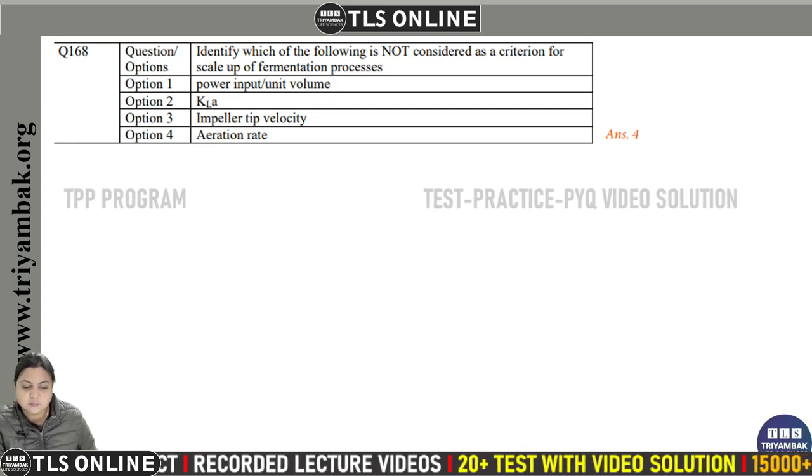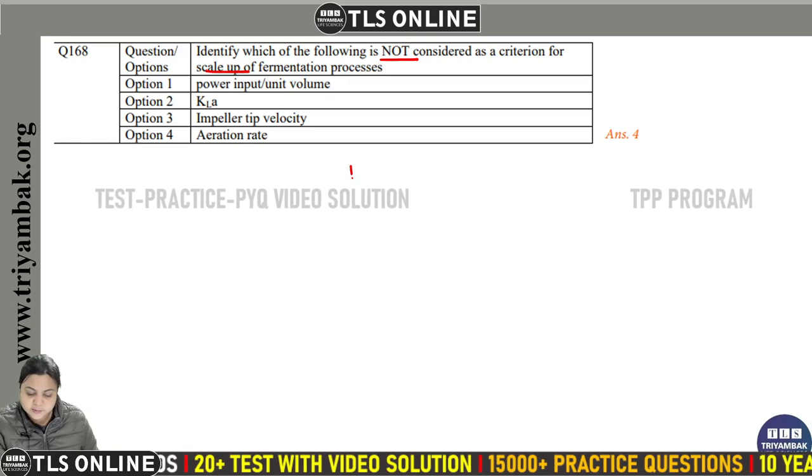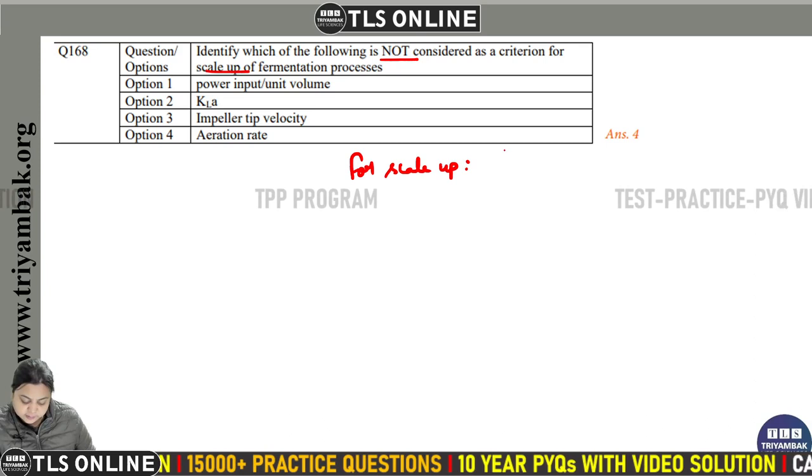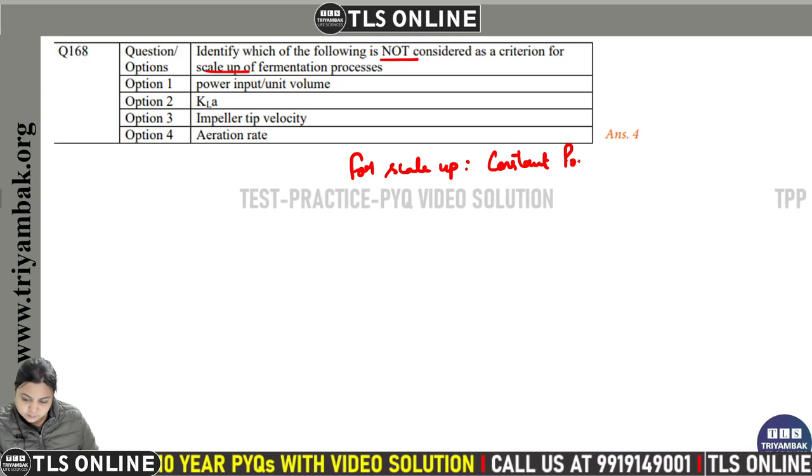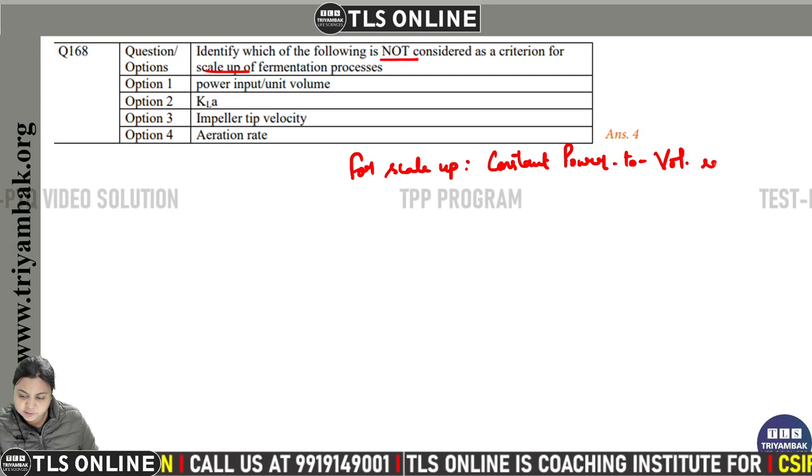Which one of the following is not considered as a criteria for the scale up? So for scale up, what do we consider? We consider that is constant power to volume ratio. This is the first criteria.